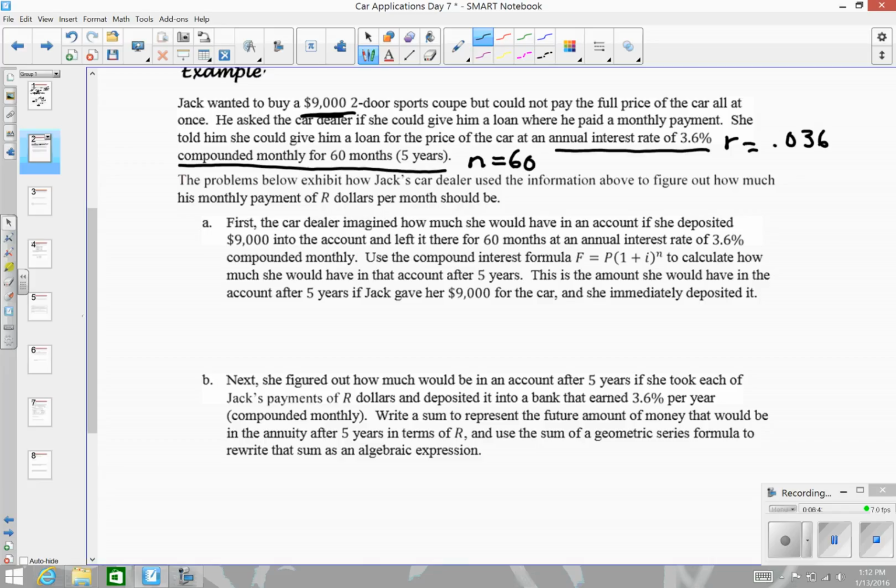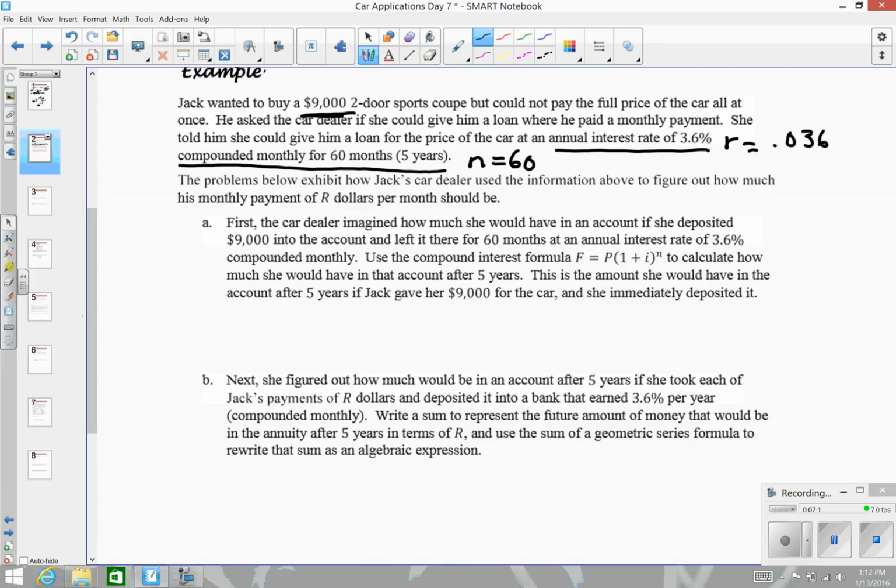He's going to this car dealer and he's asking for a loan for this car. So here's what the dealer's thinking. First thing is, okay, I really want to get $9,000 paid up front, but this guy needs a loan. So supposing I put my $9,000, me being the dealer, supposing I put $9,000 that I had right now for this car, and I put it in the bank. And I put it in the bank and got 3.6% interest, and I left it in there for 5 years.